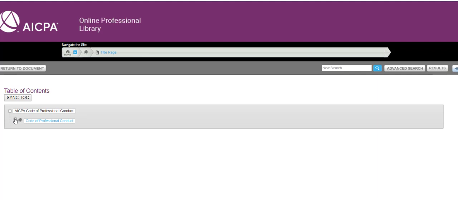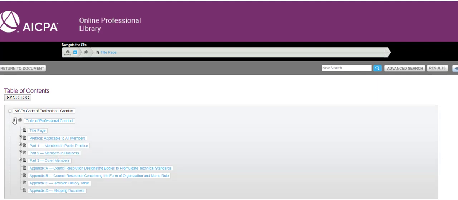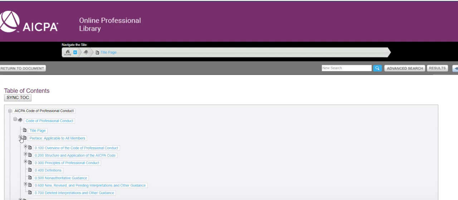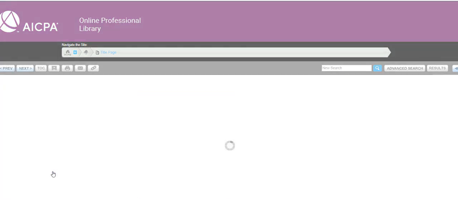the table of contents, and we're going to make this bigger or expand it with a plus, and we're going to go to the preface and see what the principles are that are behind this Code of Professional Conduct. That's what we want to spend time looking at briefly. We don't want to get into the rules. We want to look at the principles.